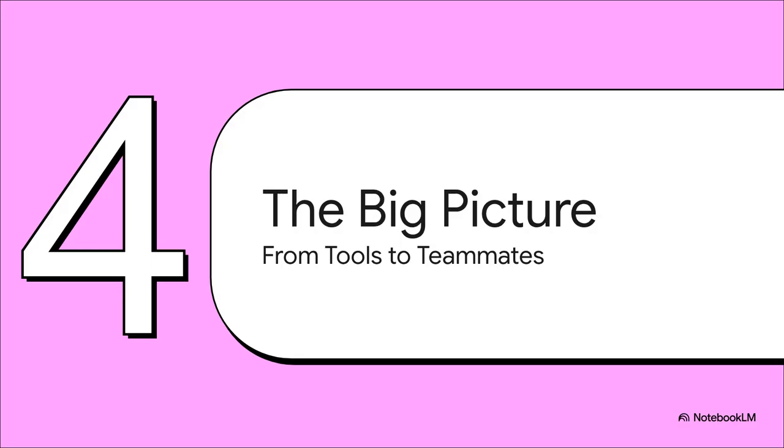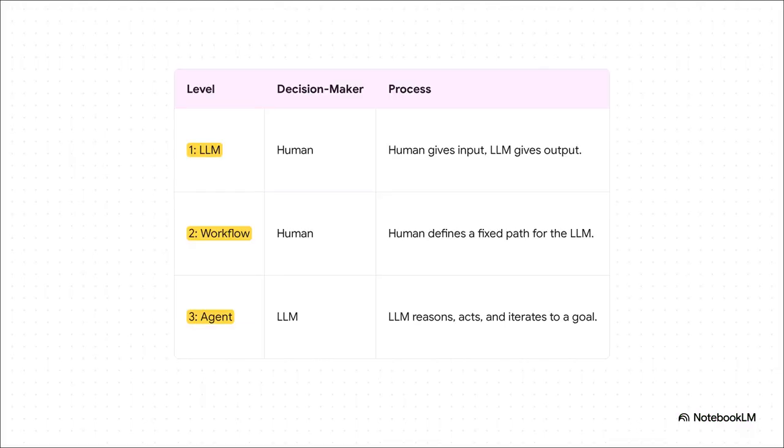Okay, so let's zoom out and put it all together. We're going to look at the big picture and see this whole evolution from a simple tool to what could be a true teammate. So let's recap this whole journey. At level 1, the simple LLM, who's the decision maker? The human. You give a prompt, it gives an output. At level 2, the AI workflow, who's the decision maker? It's still the human. You're just defining a more complex preset path for it to follow.